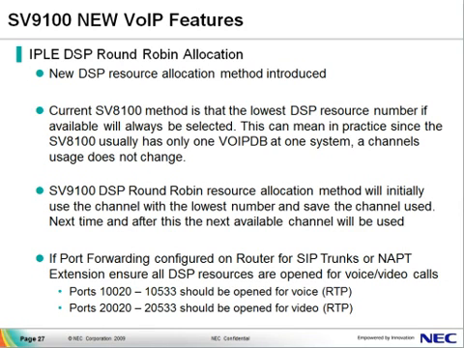Because of the DSP round robin allocation method, when using port forwarding configured on a router for either SIP trunks or NAT extensions, for example, ensure you have enough DSP resources open for your voice and video calls. If you wish to open up the full capacity of an IPLE card for voice, you need to ensure that ports 10020 to 10533 are open for RTP. For video, open ports 20020 to 20533, again for RTP.